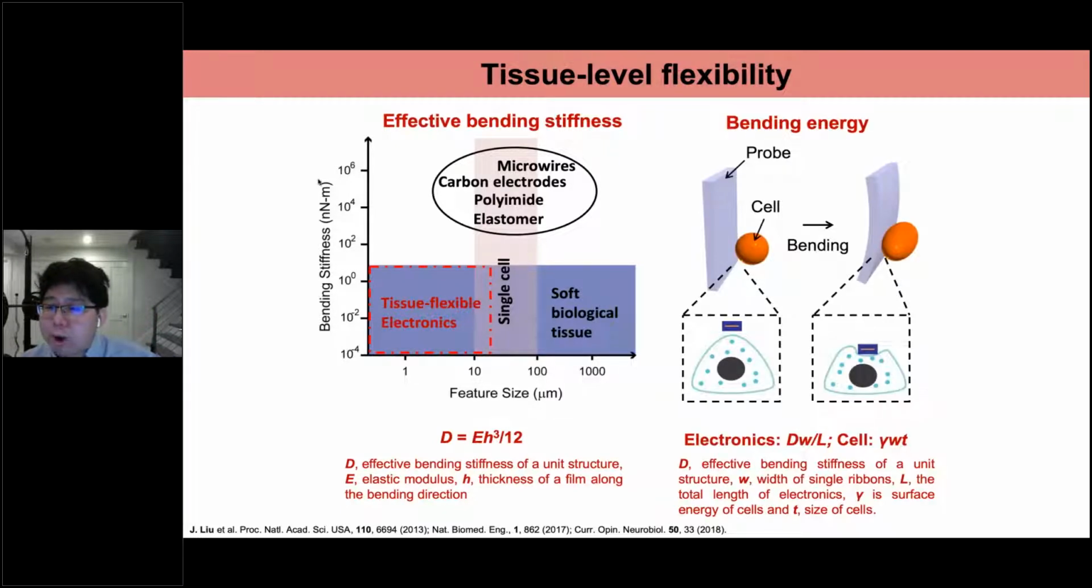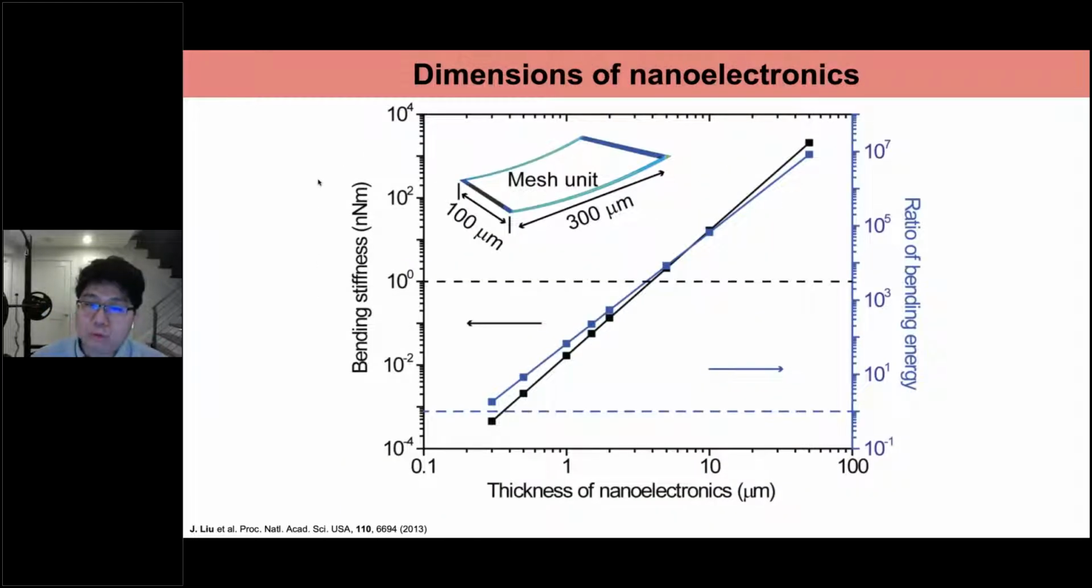In addition, if we consider the bending energy between the electronics and the cell, we also need to make the bending energy of the device's smallest features comparable with the bending energy of the cell. So putting these two together, and also considering that we need this microporous or mesh-like structure, we have the dimensions determined for the bioelectronics. You can see that if we consider the bending stiffness, the device thickness needs to be lower than 5 micrometers.